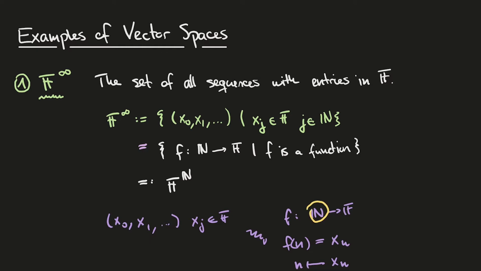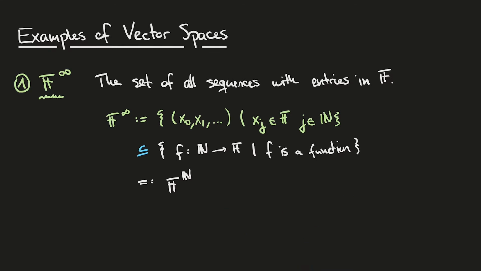Now, since for every natural number n there exists some entry xj, which is an element of F, this rule indeed defines a function from the natural numbers N to our field F. So the argument shows that we have this inclusion. That means that the set of all sequences is included in the set of all functions from N to F.